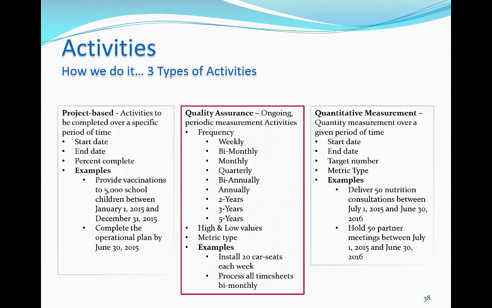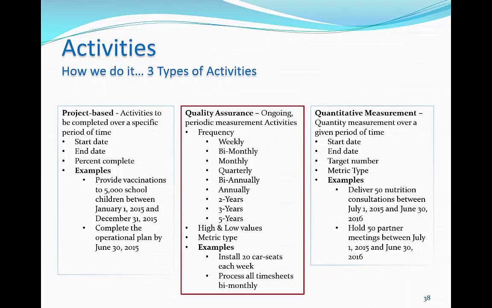An example of a QA activity might be to install 20 car seats each week. In this case, the frequency is weekly. The high value might be set to 20 and the low value set to 15, indicating that if 20 or more car seats are installed, the status flag would automatically be set to green. If less than 15 seats are installed, the status flag would be set to red. If between 15 and 19 were installed, the status flag would automatically be set to yellow.